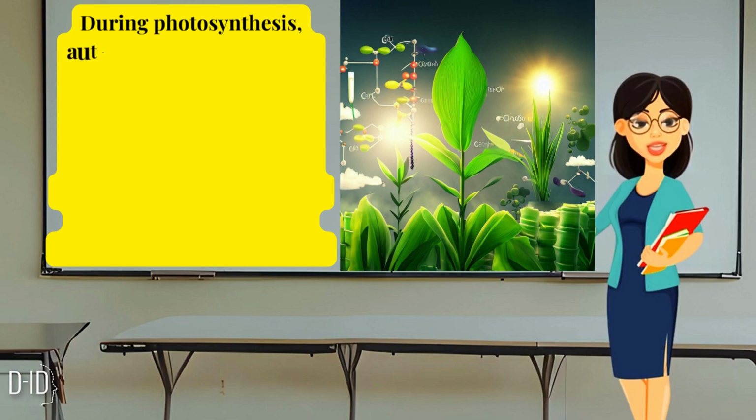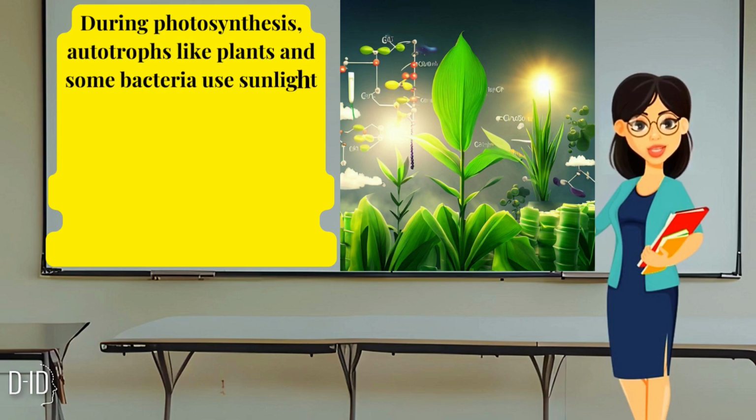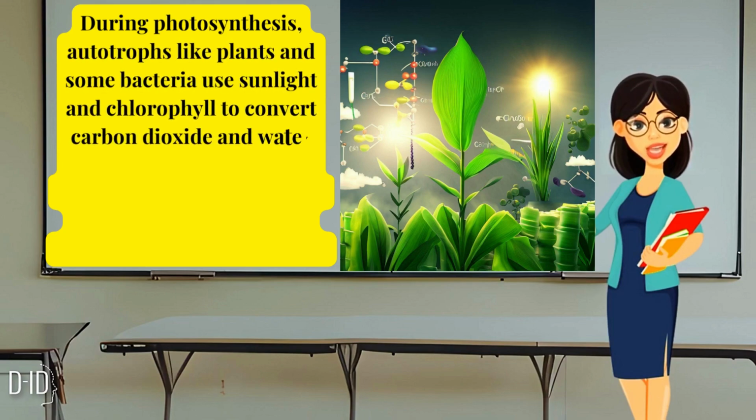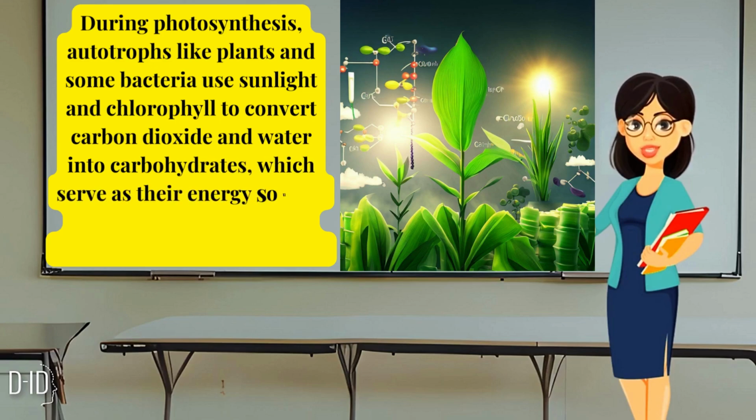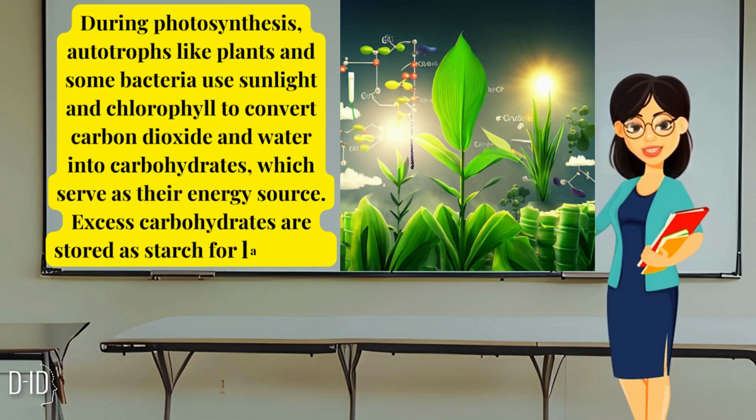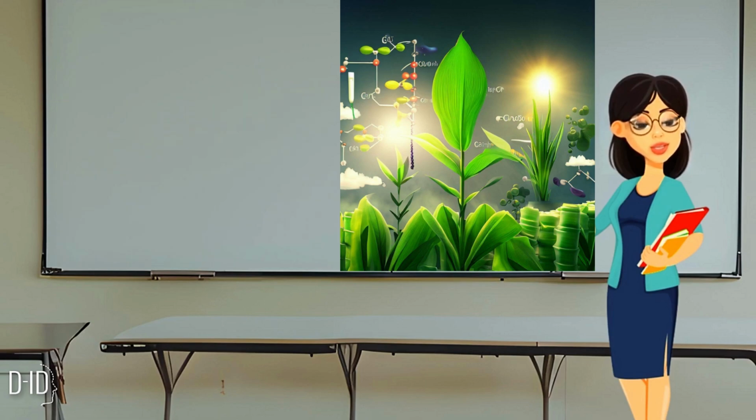During photosynthesis, autotrophs like plants and some bacteria use sunlight and chlorophyll to convert carbon dioxide and water into carbohydrates, which serve as their energy source. Excess carbohydrates are stored as starch for later use.